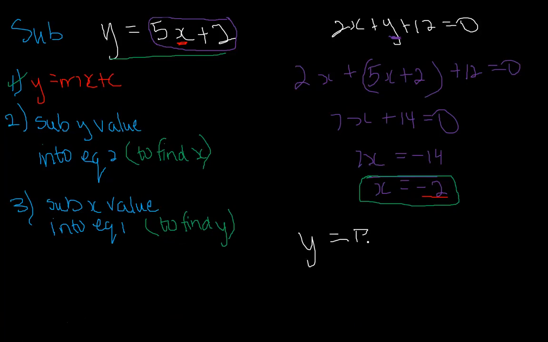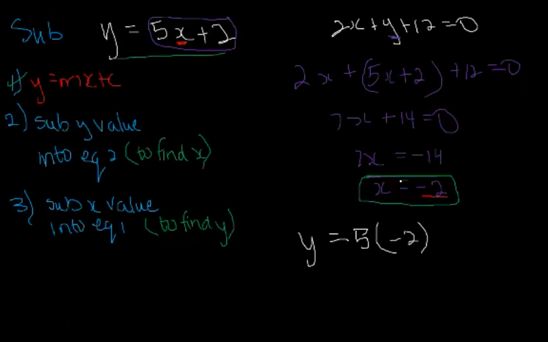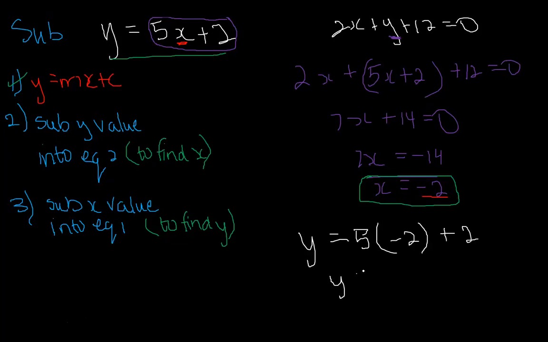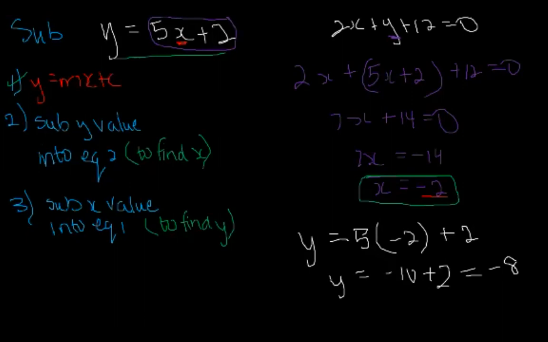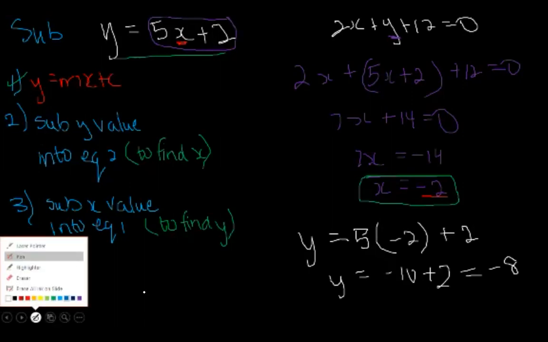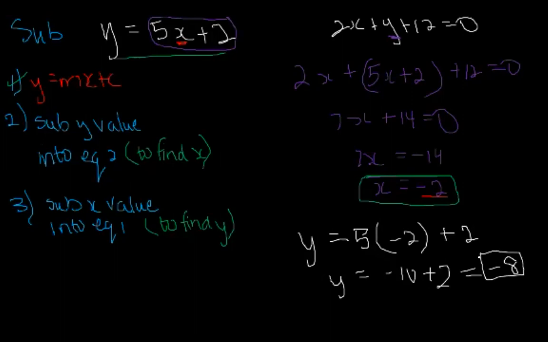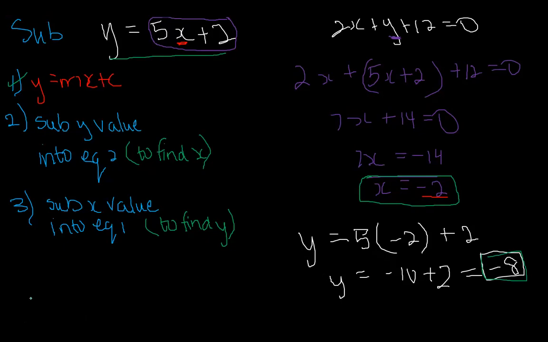So this becomes y is equal to 5, I replace that with minus 2, plus 2. So y is equal to 5 by minus 2 is minus 10 plus 2. Minus 10 plus 2 is minus 8. That's my value for y. Y is equal to minus 8. That's why my answer now, since they asked for a coordinate, is minus 2, minus 8.